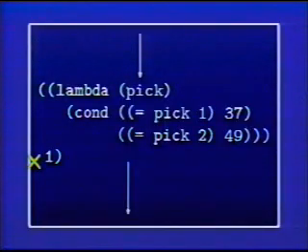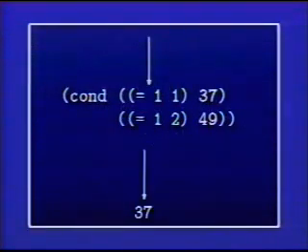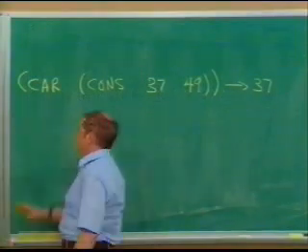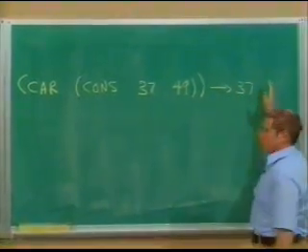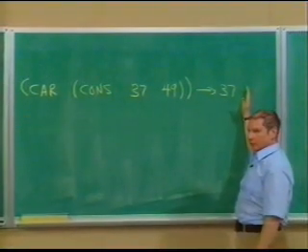Well, what does that mean? I take 1 and I substitute it in the body here for this value of pick, which is the name of the argument. And what do I get? Well, I get the thing that says if 1 equals 1, it's 37, and if 1 equals 2, it's 49, so the answer is 37. And similarly, if I'd taken cdr, that would apply it to 2, and I'd get 49. So what I've demonstrated is that that completely weird implementation of cons, car, and cdr satisfies the axioms.